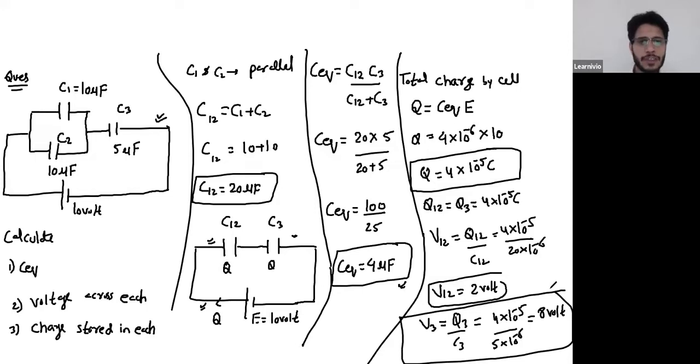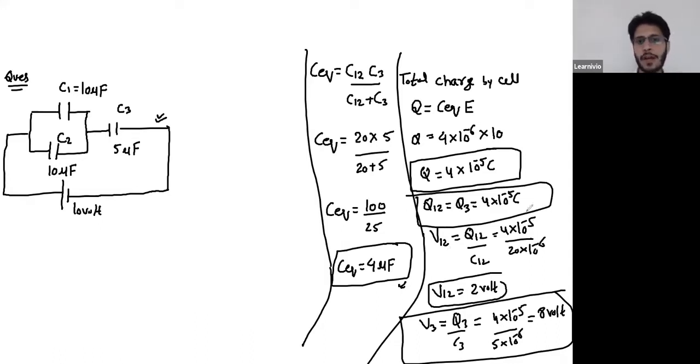Now we are left with Q1 and Q2. We still have to calculate Q1 and Q2. We have calculated Q12 and V12, but now we will calculate Q1, Q2, V1, V2. So we have calculated Q12 as well as V12. So here C1 and C2 are in parallel.